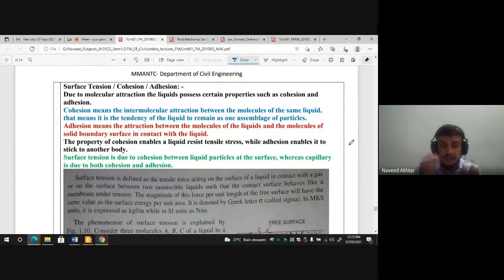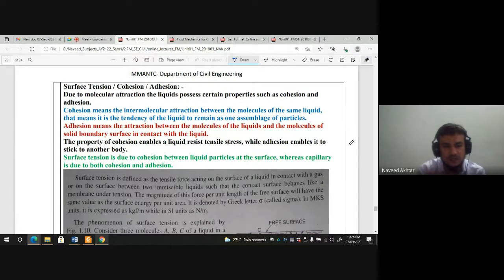लेकिन अगर इंटरमोलिकुलर अट्रैक्शन लें बिटवीन द लिक्विड, तो द सेम बिटवीन द पार्टिकल्स ऑफ सेम लिक्विड, इट इज कॉल्ड एज कोहेशन. तो ये डिफरेंस है. कोहेशन सेम लिक्विड के बीच में होगा, इट इज इंटरमोलिकुलर अट्रैक्शन, है ना. एडिशन क्या रहेगा? लिक्विड और सॉलिड के बीच में रहेगा, है ना. So that is the difference between cohesion and adhesion.